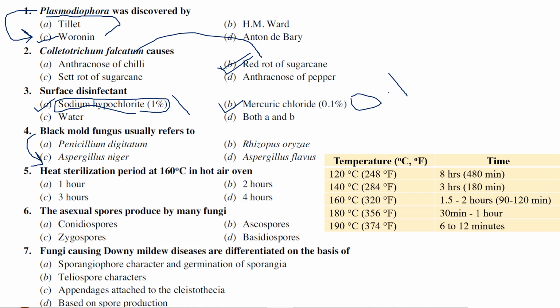Next one is: the heat sterilization period at 120 degrees Celsius in the hot air oven will require how much time? 1 hour, 2 hours, 3 hours, 4 hours. So the answer is 2 hours, because when the temperature increases, the sterilization time goes down. Here I have given, for our understanding, the various temperatures and the times. If we are sterilizing at 120, it is 8 hours, around 480 minutes. At 140, 3 hours will be required, 180 minutes.